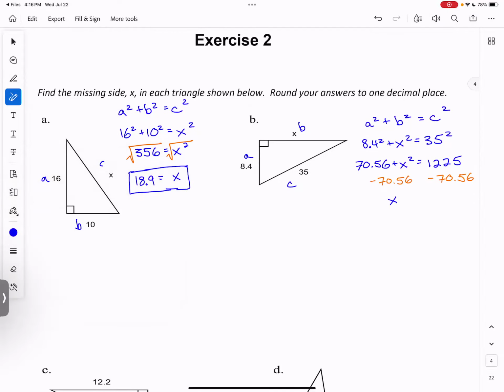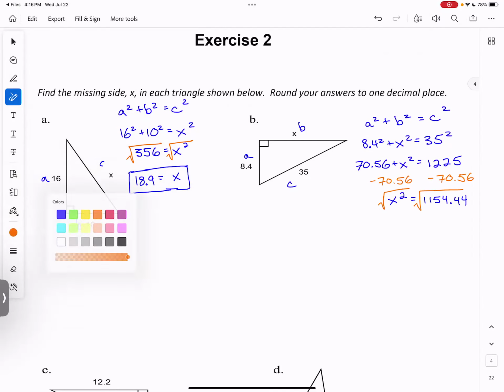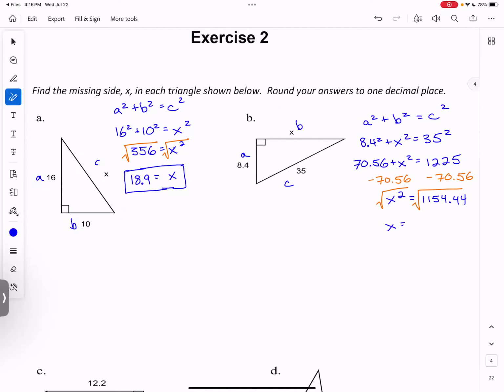And if I do that then, so now I've got x squared equals 1,225 minus 70.56 gives me 1,154.44. And then I'm going to square root both sides. Don't forget that step. And we get x equals, so on my calculator, I can do square root of the answer equals, and rounded to the nearest tenth or one decimal place, I get 34.0 because it's like 33.977. And again, there's no units to worry about, so we just leave it unitless.